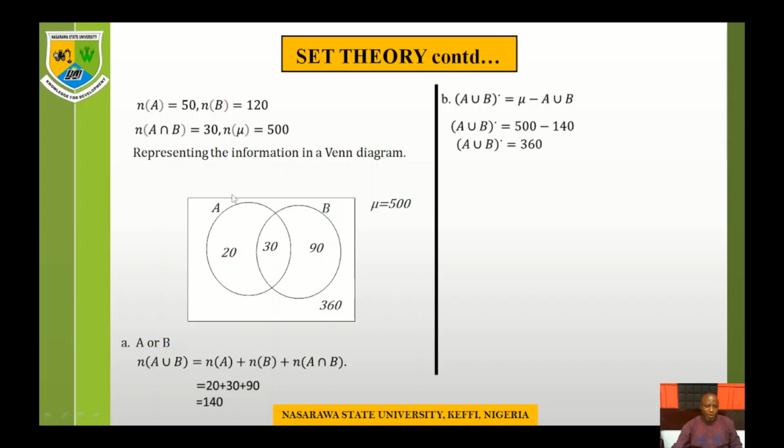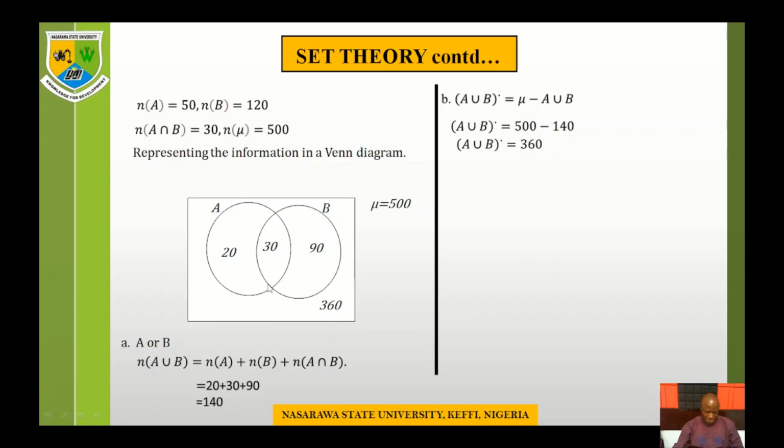But since we said the whole of A is supposed to be 50, what will be left here? If the whole of A is 50, then 50 minus this 30 will give you 20 for A alone. And then for B alone, we are given 120, but the intersection is 30. Excuse me, class. The intersection is 30. So 120 minus 30, we have number of students 90 for B alone.